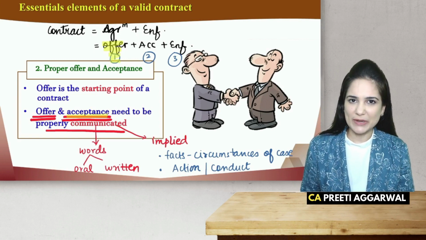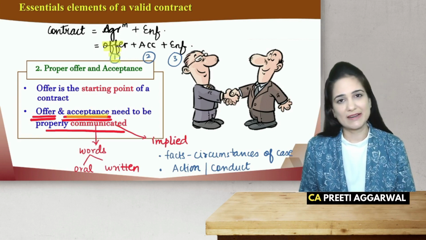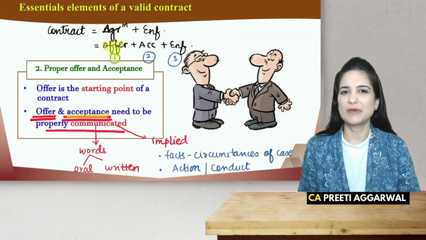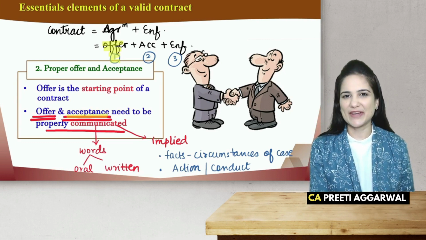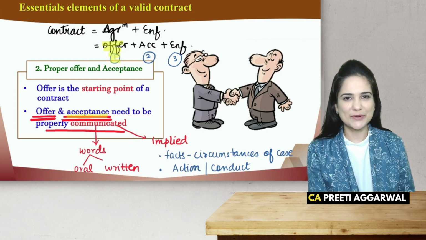So what are the points that we discussed? Offer is the starting point of contract, and this offer must be properly communicated. No offer, no acceptance, no contract. Acceptance must also be communicated.